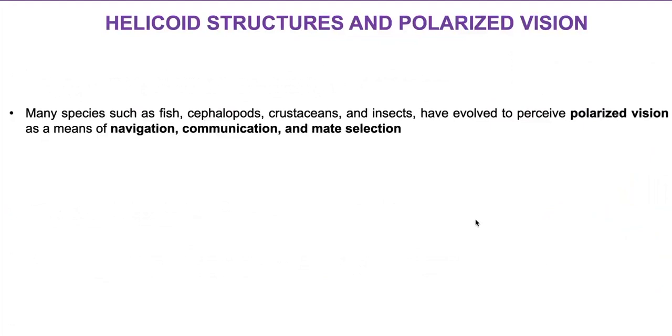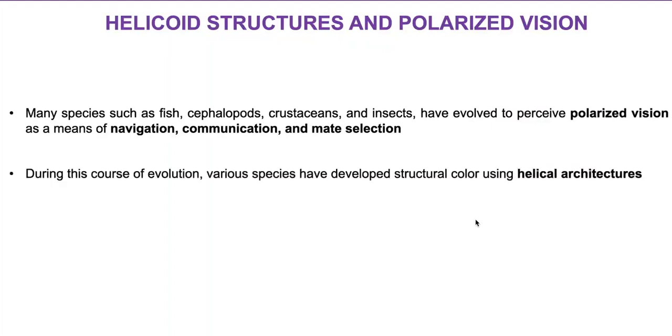So the final part is the miscellaneous structures. One of them is the helicoid structures and polarized vision. We cannot have polarized vision, but many insects can selectively perceive, navigate, and communicate using one type of circularly polarized light. And this is due to structures which are not highly periodic, as I've shown in the previous example.